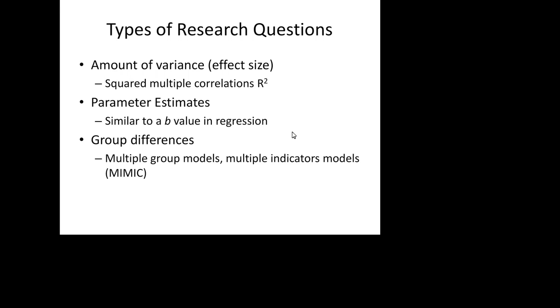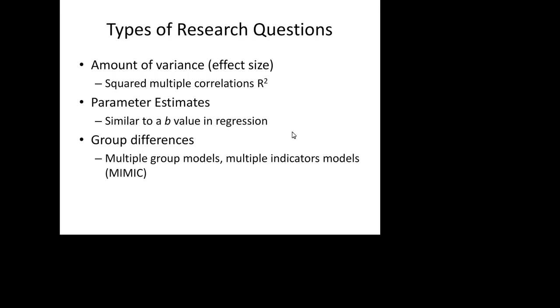I can also look at effect sizes. So we can look at squared multiple correlations, or R squared. So how much variance am I accounting for in my latent variables? How am I estimating? So I can look at my parameter estimates. So which one is bigger? So which predictor is a better predictor of our variables?